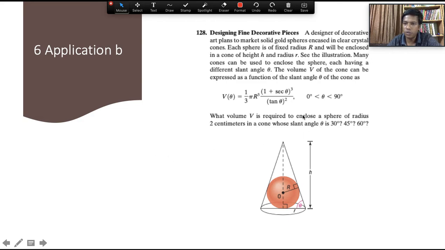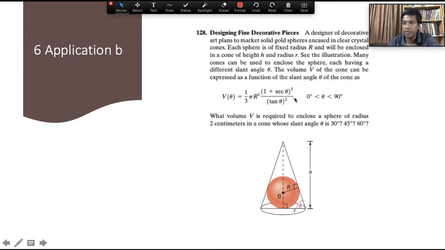This one is also somewhat known maths. So 2 centimeter is the value of radius here, and 30 degree, 45 degree, and 60 degree are the values of the angle theta. So we can put the value of 30 degree here, and do the math. There are actually 3 maths here. Like for 30 degree 1 math, for 45 degree another math, for 60 degree another math. So we have at least 3 maths here.